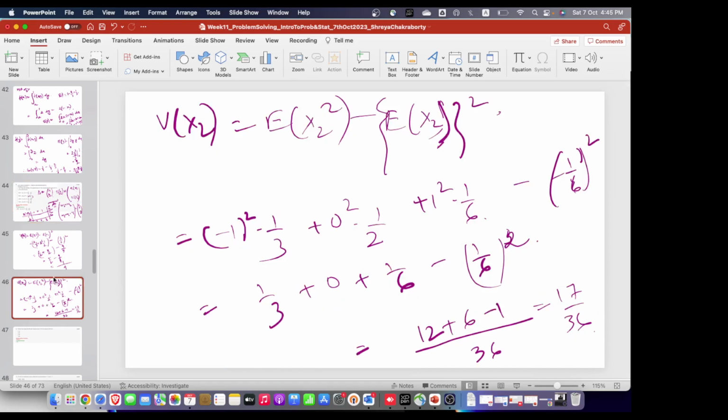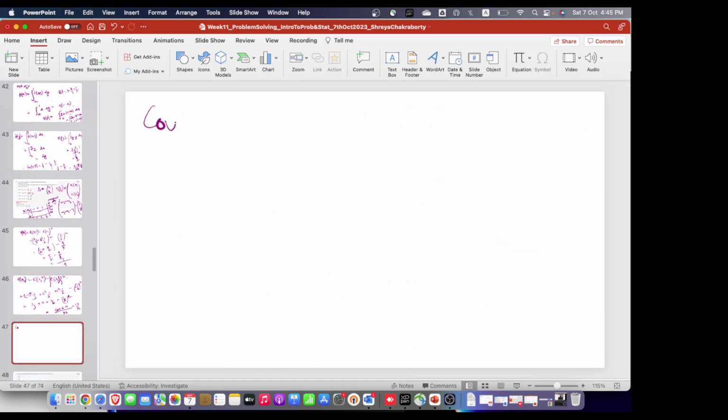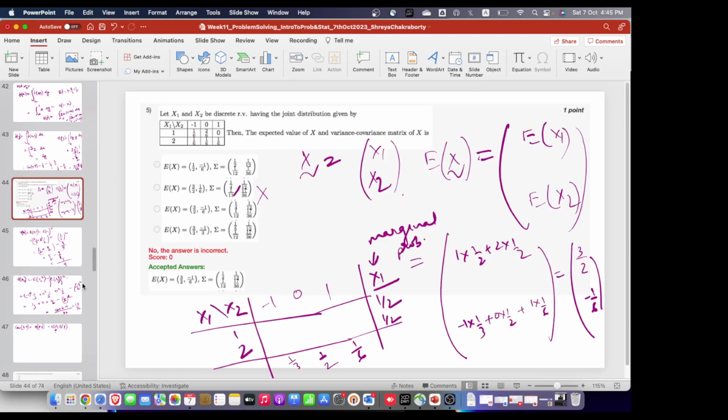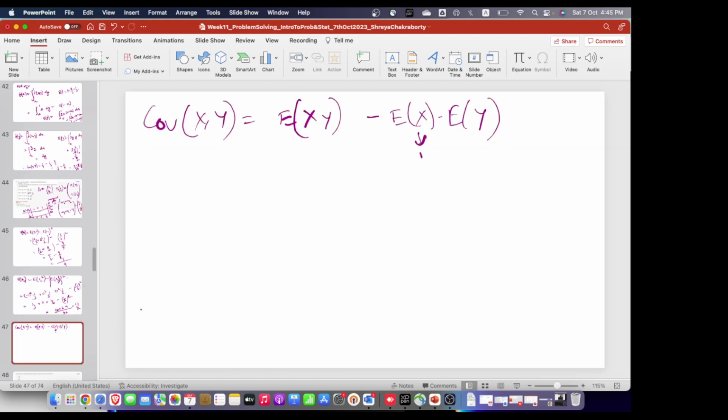Now how do I actually find the covariance term? Covariance of xy is expectation of xy minus expectation of x into expectation of y. Expectation of x we know: it is 3 by 2, and this is minus 1 by 6. Now we have to find out expectation of xy, for which we have to remember this table.